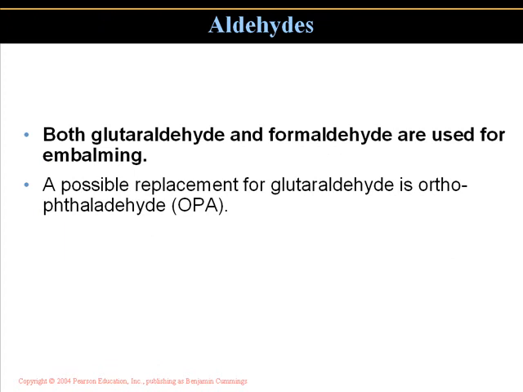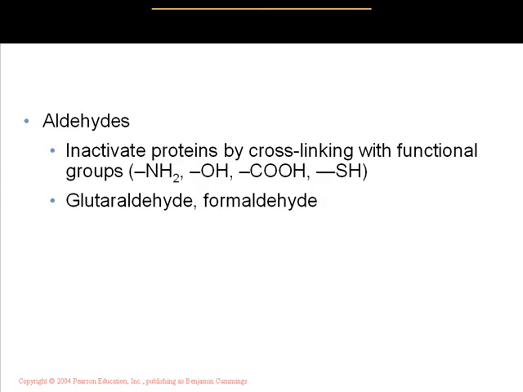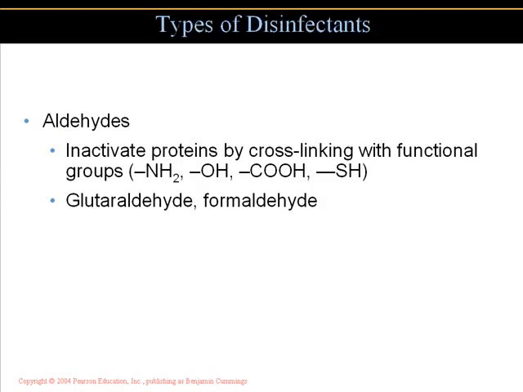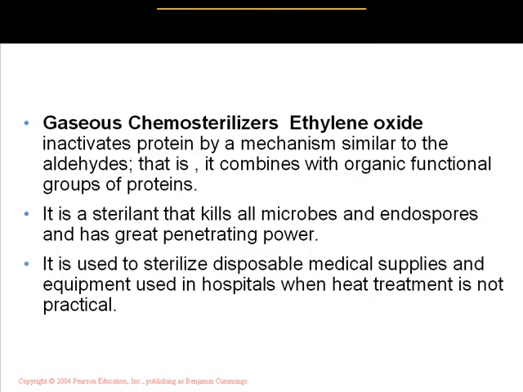A possible replacement for glutaraldehyde is ortho-phthalaldehyde or OPA, which is seen used more commonly now. Aldehydes basically inactivate proteins, either enzymes or cell membrane, like I said, a recurrent theme. They inactivate proteins by cross-linking the functional groups. Those are the functional groups you've already looked at before: carboxyl groups, hydroxyl groups, and so forth, with glutaraldehyde and formaldehyde.